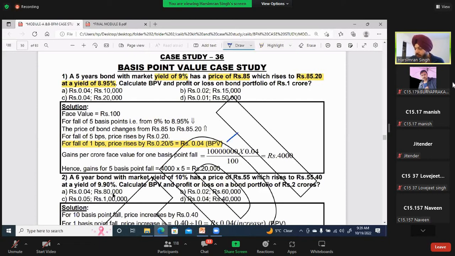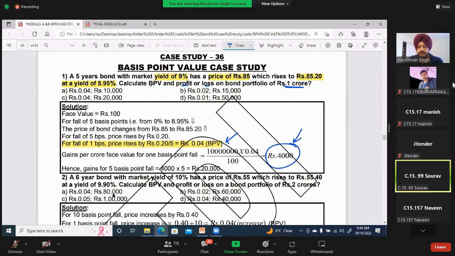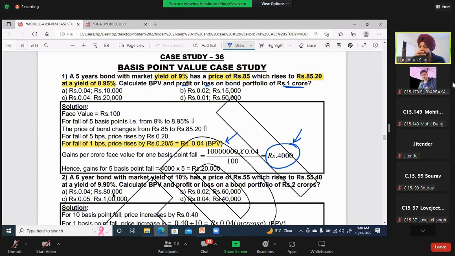Up to this point, 100% the question will come. And now the second part, calculate the BPV profit or loss on the bond portfolio of 1 crore. For 100 rupees, your change is 4 paisa. In a 1 crore portfolio, what will be the change? 4,000 rupees. Have you understood this one? Yes or no? Got it, sir.